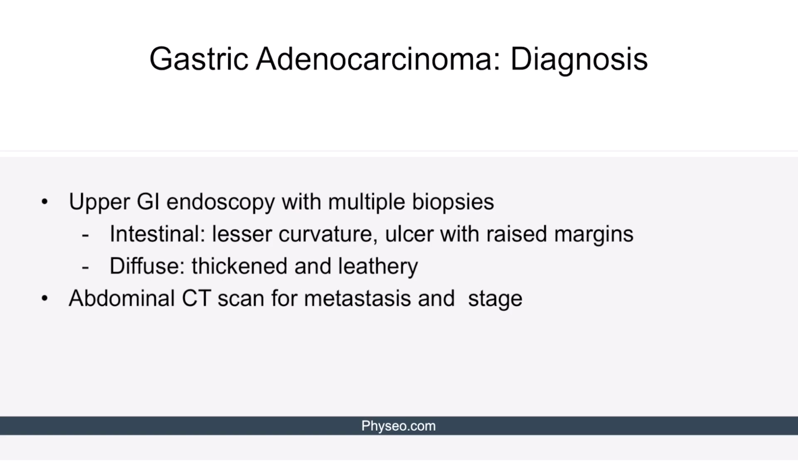When gastric cancer is suspected, an upper GI endoscopy with multiple biopsies is necessary in order to confirm the diagnosis. The intestinal type usually affects the lesser curvature of the stomach. It typically presents as an ulcer with raised margins. The diffuse type can be found anywhere in the stomach, and the mucosa is described as thickened and leathery. Once the diagnosis is confirmed, an abdominal CT scan is obtained to evaluate for metastasis and to stage the disease.